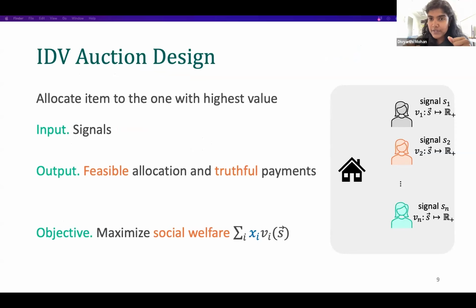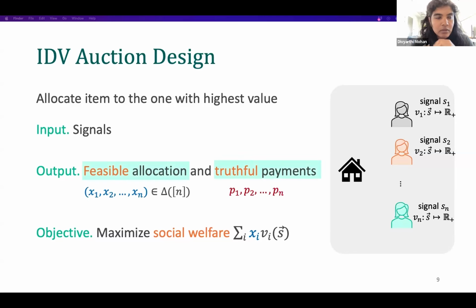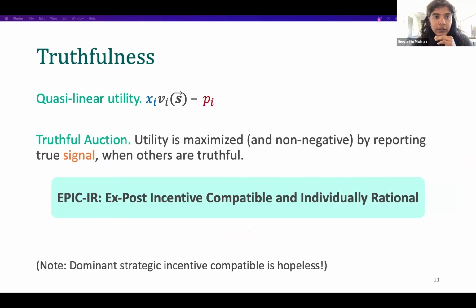We are given as input the signals s_1 through s_n. Remember, the instance comes with the valuation functions v_1 through v_n. That's given. We want to output a feasible allocation and truthful payments. And again, our objective is to maximize social welfare. Okay. And the utility of the agent is going to be, again, a quasi-linear utility, x_i times v_i, the allocation x_i times their value for the item, minus the payment that they need to pay.